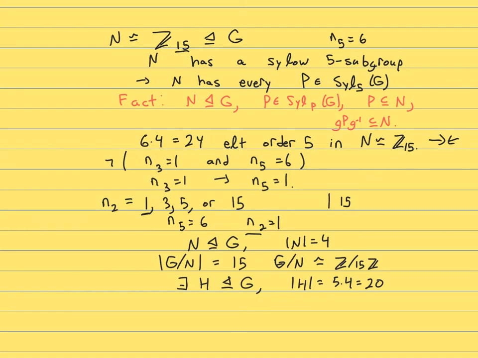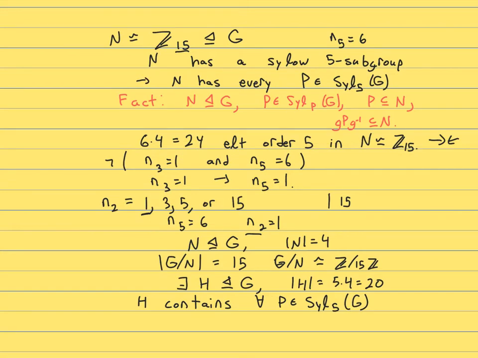Of course, by Sylow's theorem, H has a subgroup of order 5. So H contains at least one of the Sylow 5 subgroups of G. If we're assuming H is normal, it contains all of them. So we see H contains every Sylow 5 subgroup. So this should look very much like deja vu. It's essentially the same argument we just had.